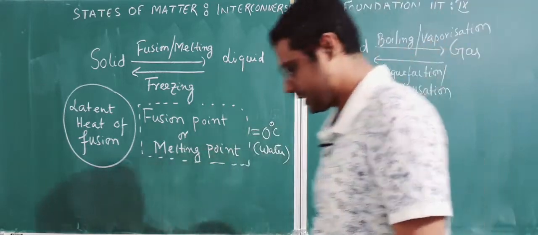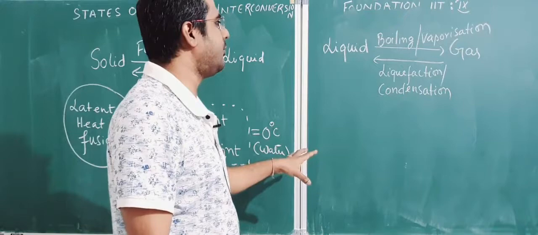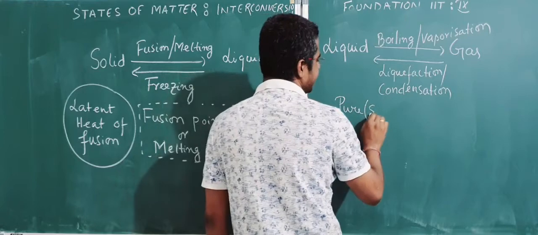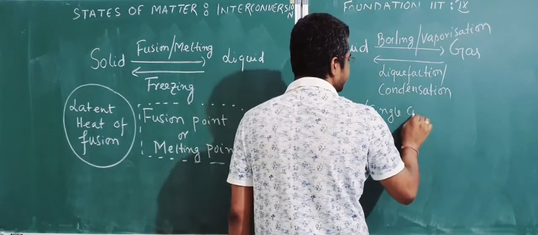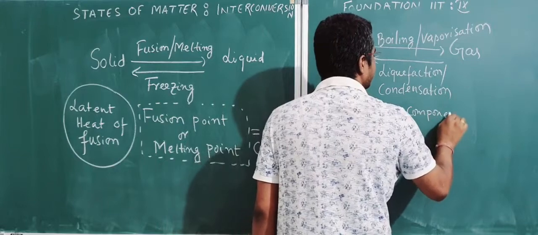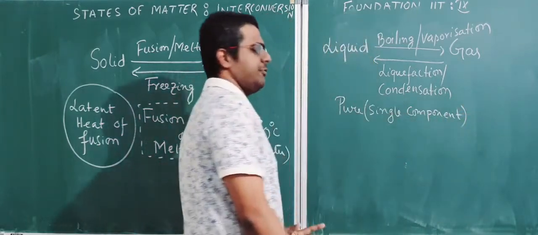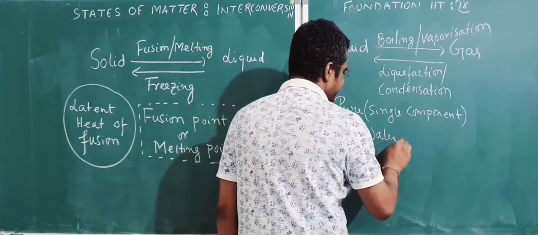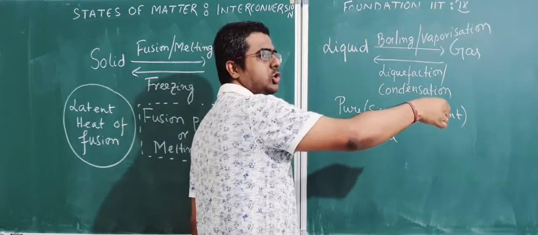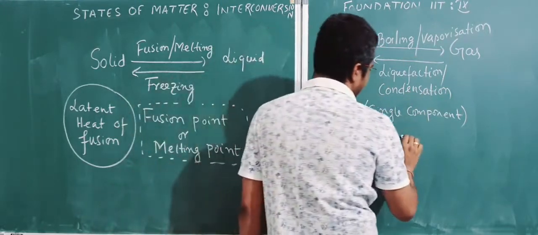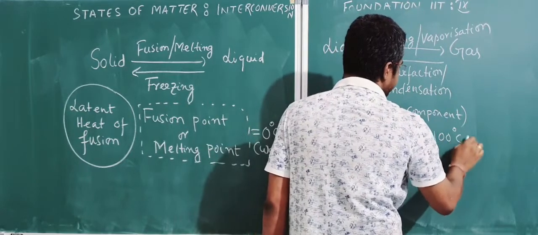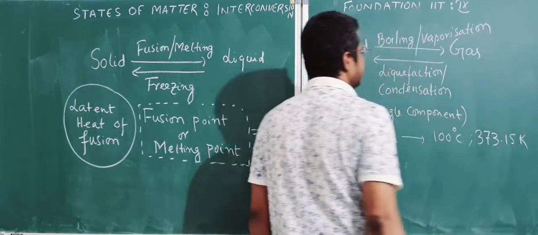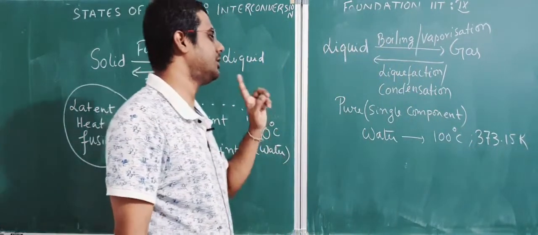Remember, for any pure liquid, pure meaning one component, a single component, like only water or only alcohol, let's take water as our example. We know water boils into steam or water vapor at 100 degrees Celsius, which is 373.15 Kelvin. This is for a single component.